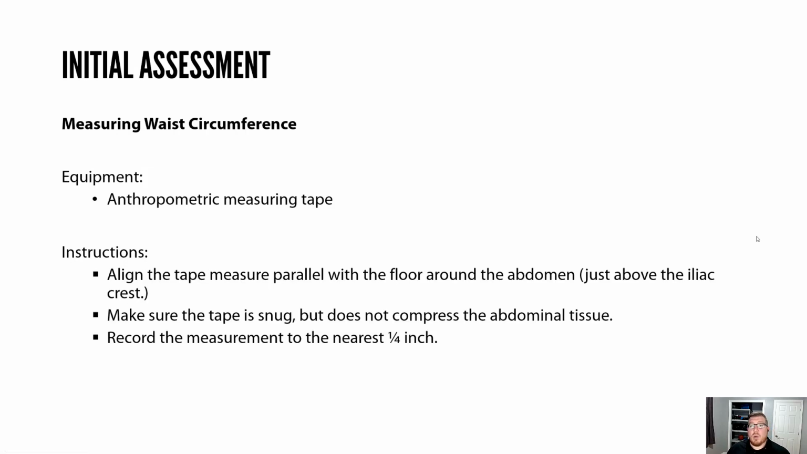And then we would measure waist circumference. So this is important for health-related issues. We're going to just use an anthropometric measuring tape. And we want to align the tape measure parallel with the floor around the abdomen just above the iliac crest. So we want to make sure the tape is snug and it doesn't compress the abdominal tissue. And then we would record the measurement to the nearest inch.